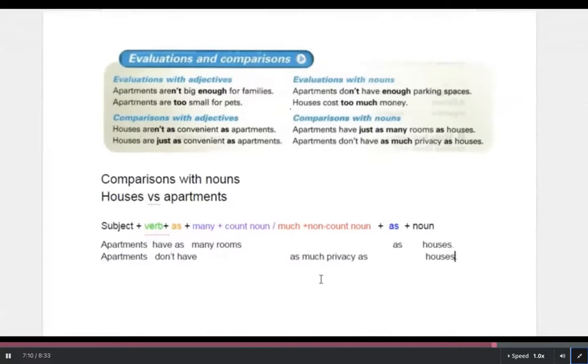What else can you say? Well, you can say that apartments don't have as many windows as houses. That might be the case. You can say that apartments don't have as much space as houses.